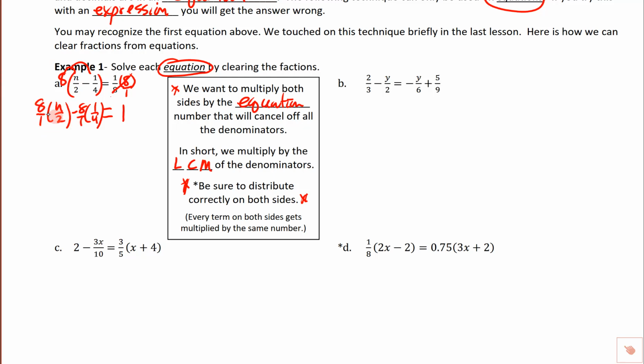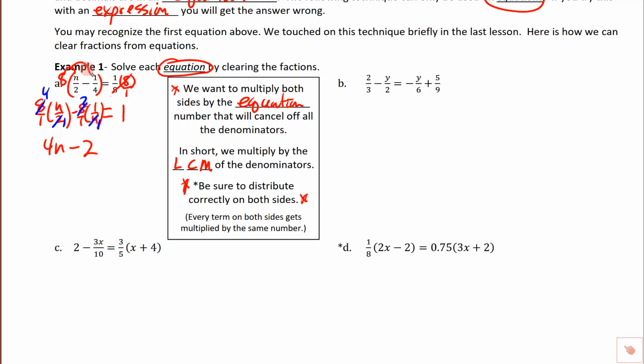I'm going to cross-cancel the 2 with the 8. 2 goes in here once, 2 goes in here 4 times. We're going to do the same thing over here. 4 goes in here once, 4 goes in here twice. So this is a 4 left on the top and an n left on the top, so this is going to be a 4n over here, and the only thing left out of this entire thing is just a 2.